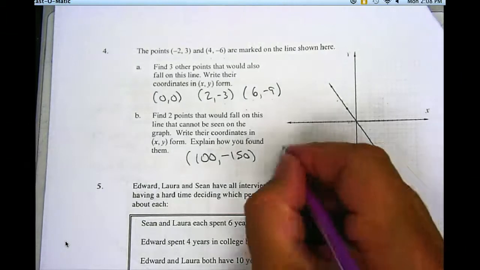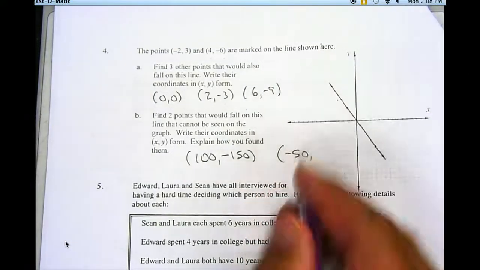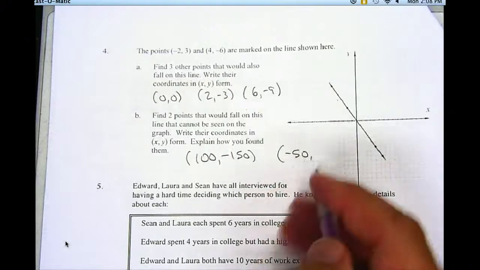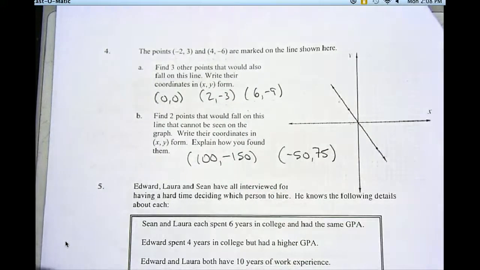And then let's try another one. Let's say negative 50. If I take negative 50 and multiply that by negative 1.5, I get positive 75. So what I'm doing is I'm taking my x and multiplying it by negative 1.5 to get my y. And that is how you do the first 4 problems on your test review.